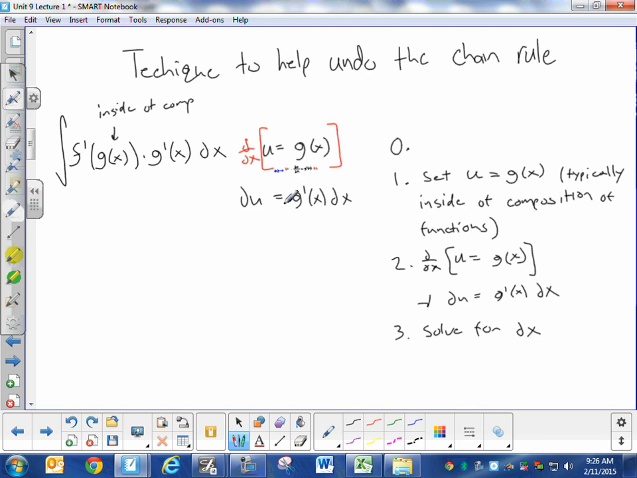So we will have g prime times dx. So I will divide both sides by g prime of x to give me dx equals, you can either say du over g prime, but I like to just leave du by itself and have 1 over g prime for simplification's sake.